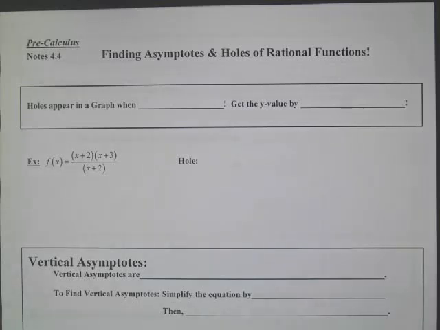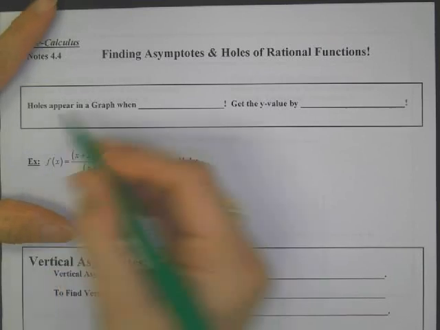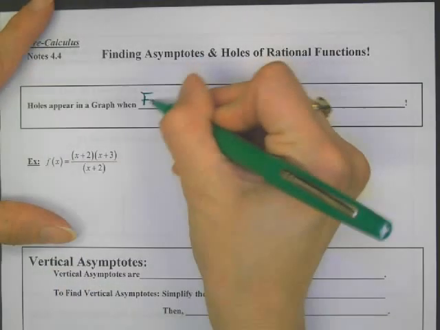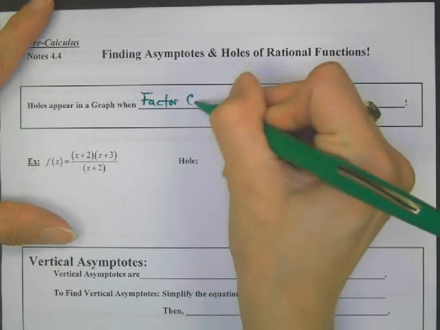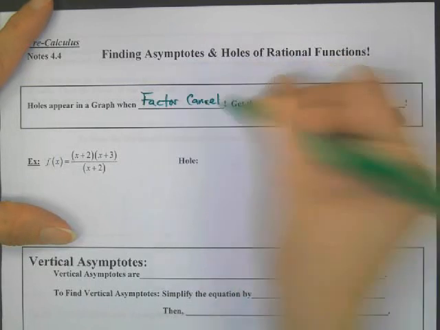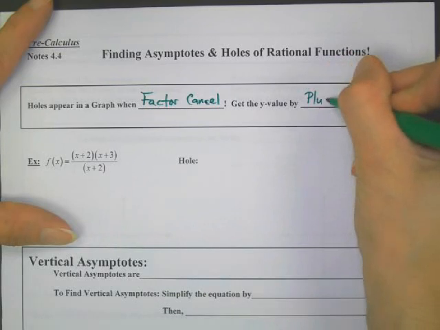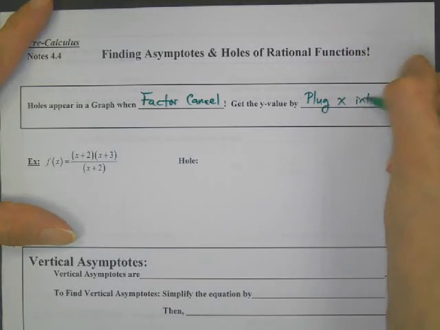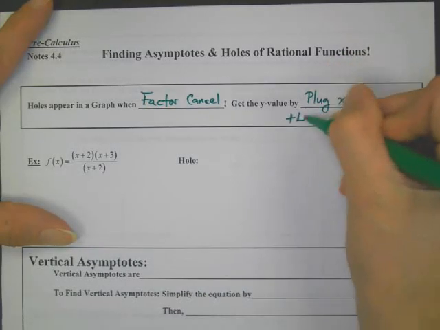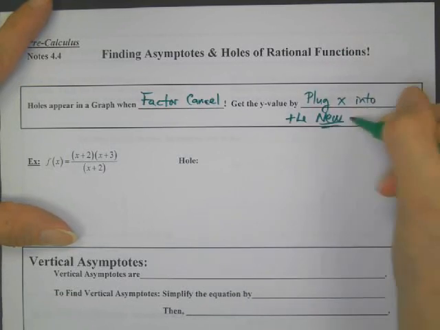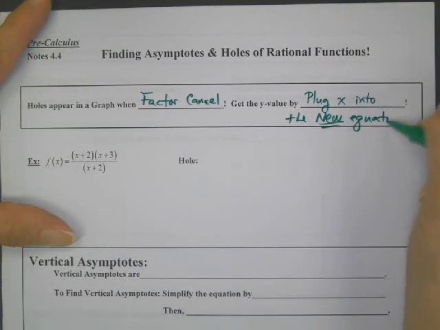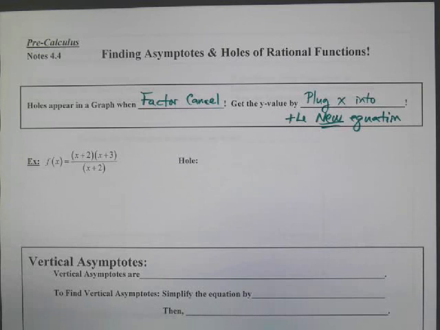This lesson is on finding asymptotes and holes of rational functions. First of all, let's review what a hole in a graph is going to be. A hole will appear when factors cancel. We're going to get the y value by plugging x into the new equation. We talked about this a little bit yesterday, but let's go ahead and do an example to review.